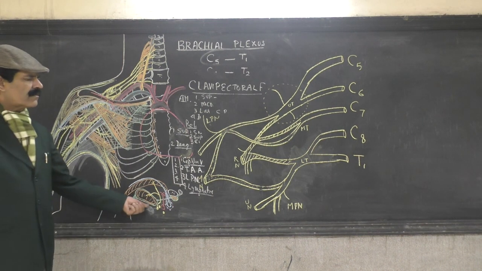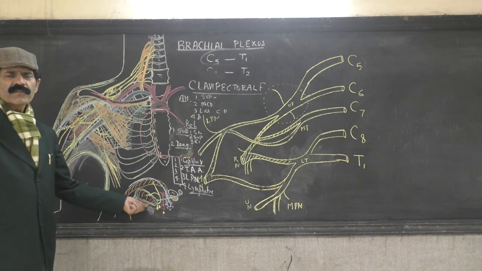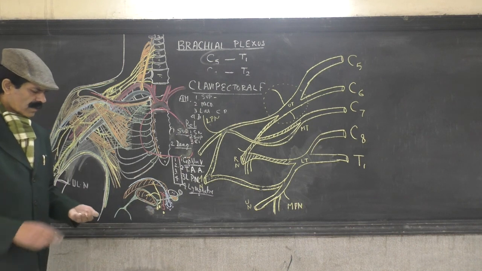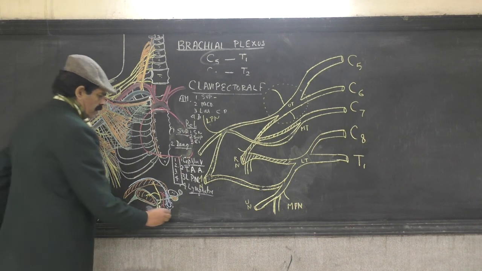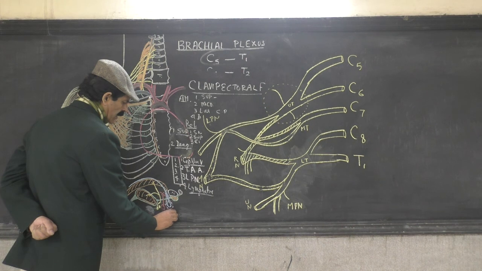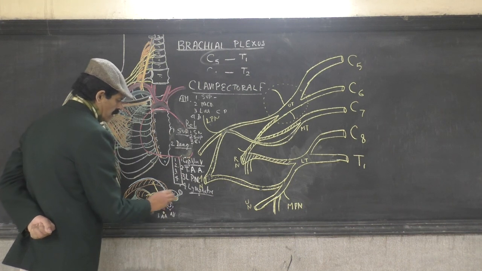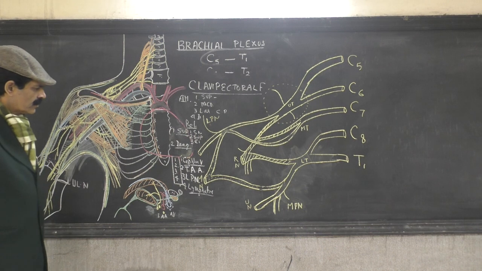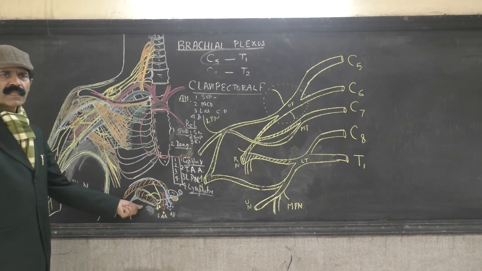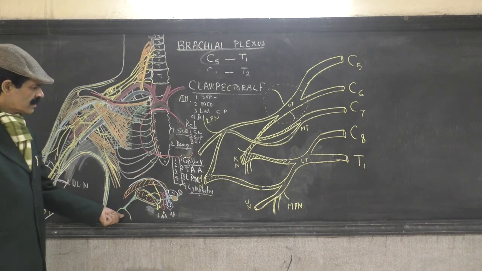So this small diagram will show all the relations as well as the structures piercing the clavipectoral fascia. So this is the axillary vein, the axillary artery, the first part of the axillary artery and the cords, all in relation. So this small diagram will depict everything about this.